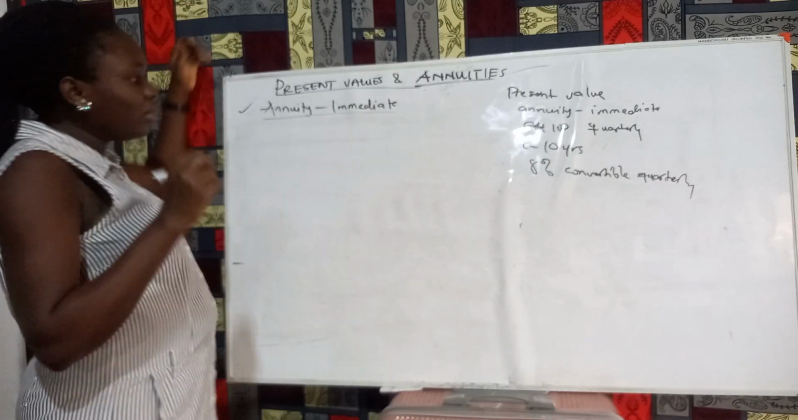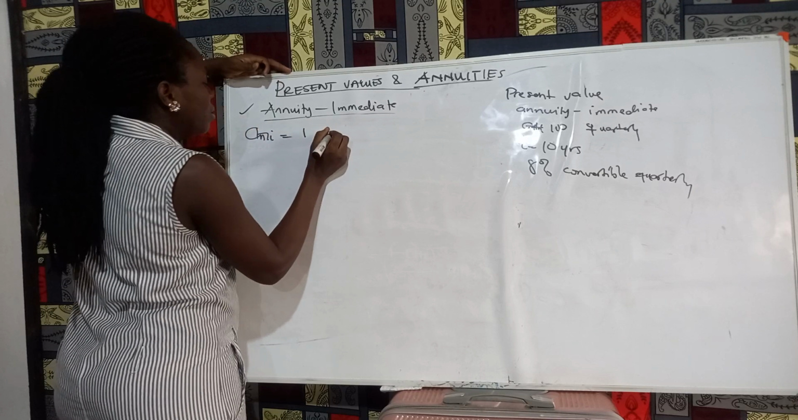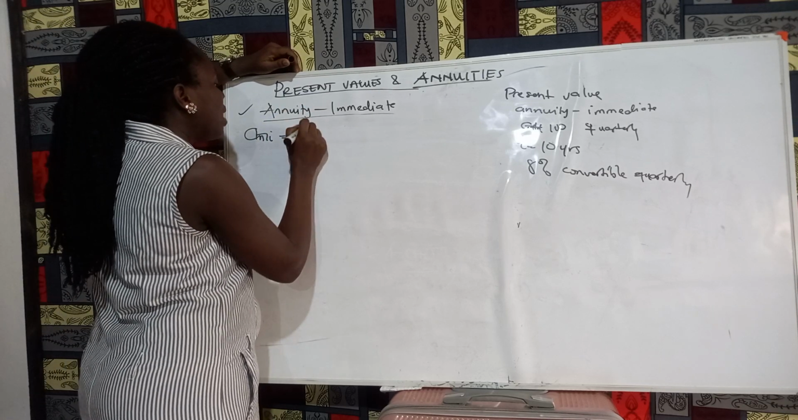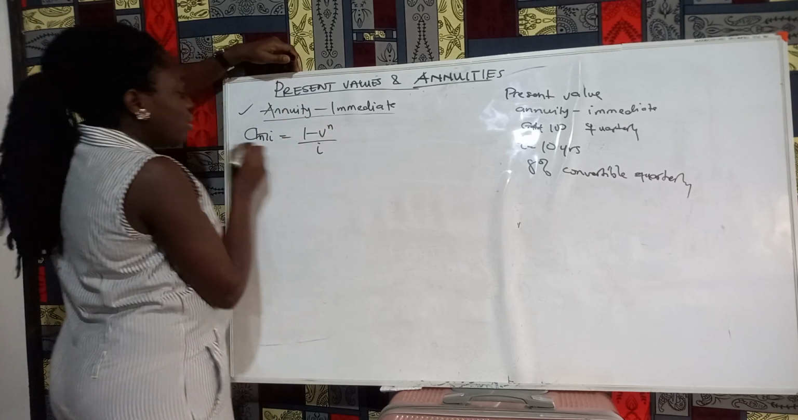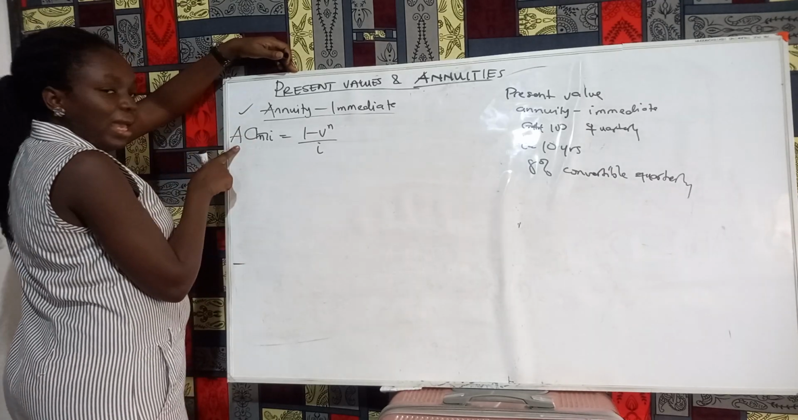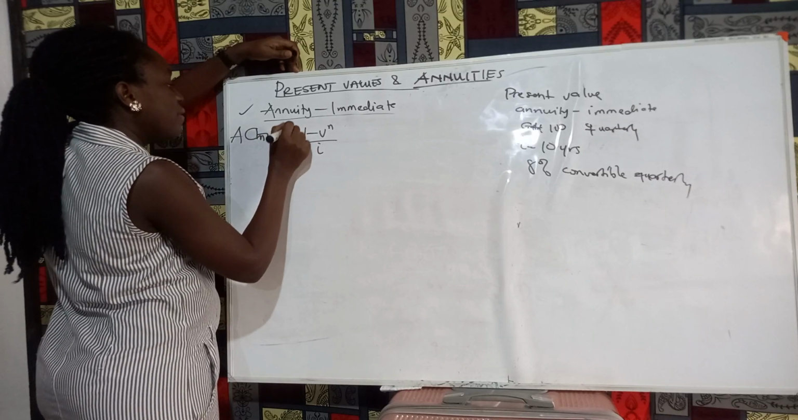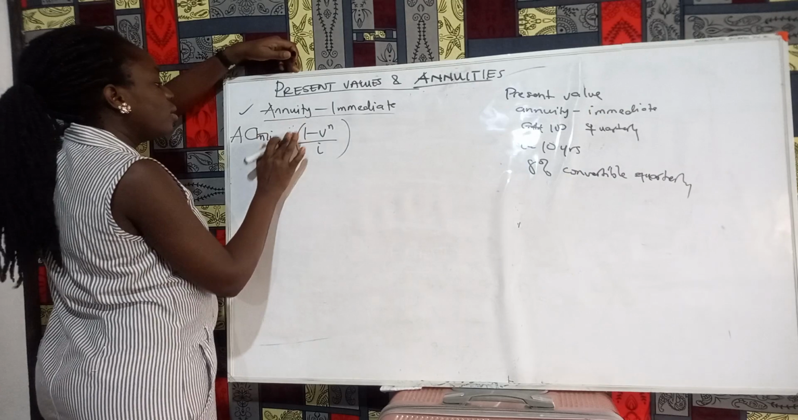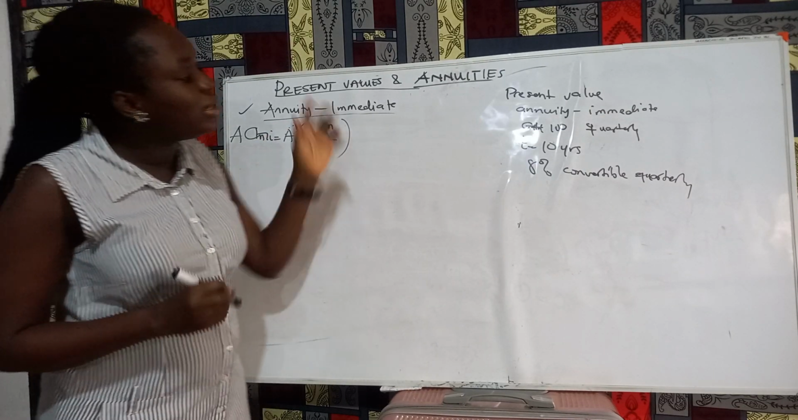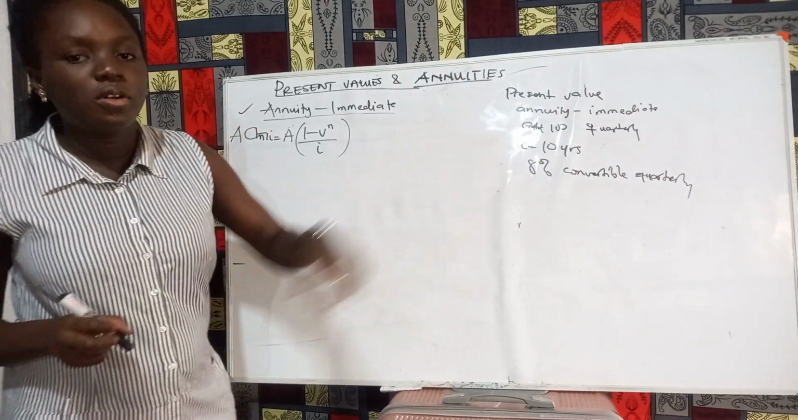First of all, we know the present value of an annuity immediate is 1 minus v to the power n all over i. If you have an amount involved, let's say A, they're paying A periodically, then you multiply the whole thing by A. So in this case, the amount being paid at the end of every quarter is 100. The years involved is 10.